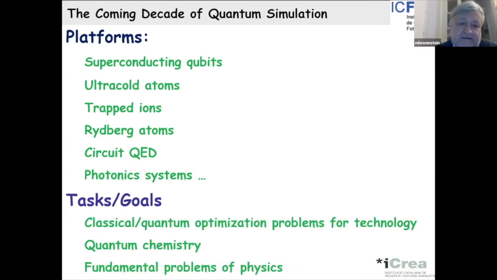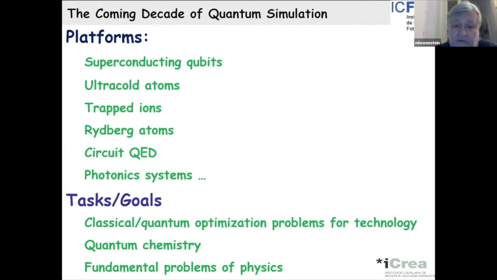Tasks and goals in quantum simulation. In the first place would be classical quantum optimization problems for technology, which is starting, and Misha has done work on that, and John and others, but it's at a very beginning. Quantum chemistry, mentioned by Rai, is another area which is developing very rapidly, but we are at the very beginning.